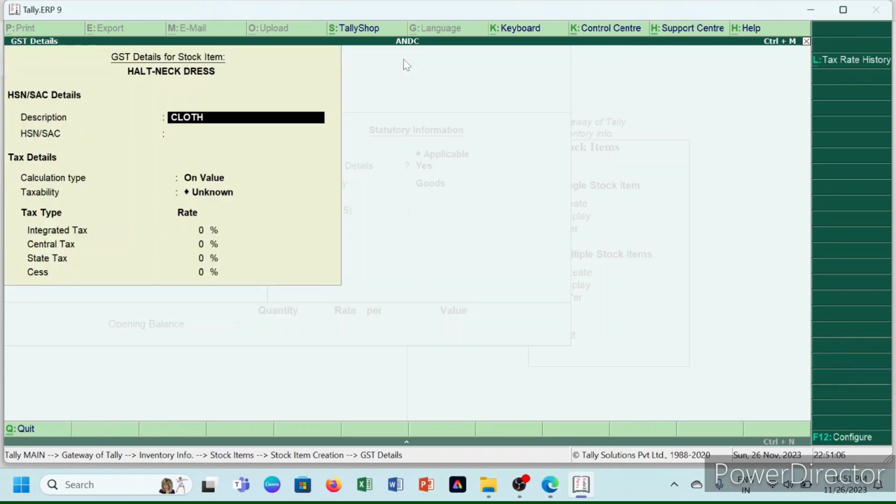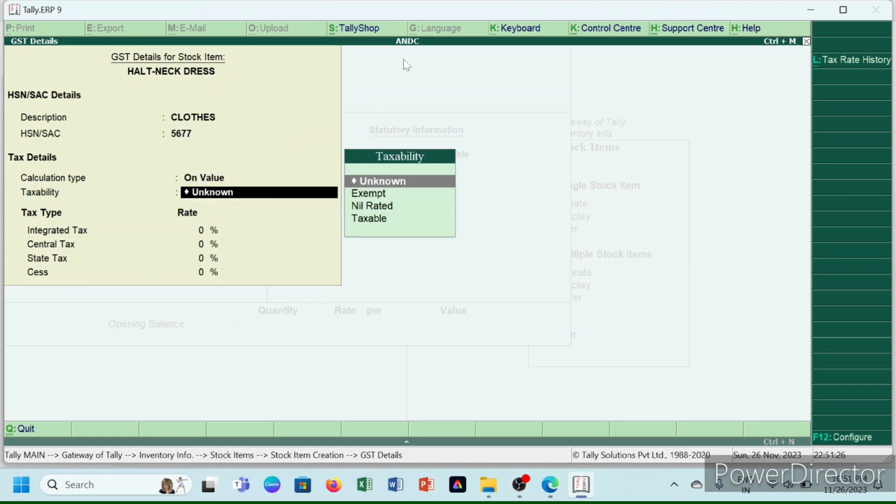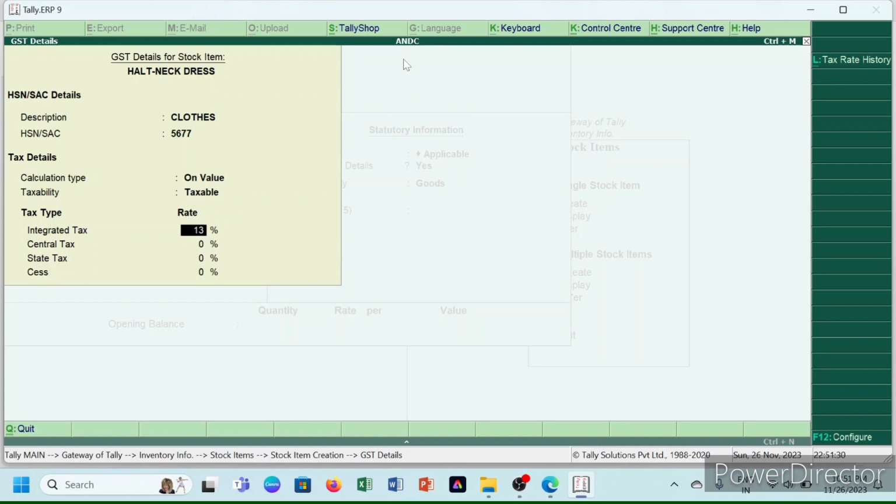Again it is a cloth. HSN code for all the three dresses, like for all the items, should be different. The HSN codes must be different for each and every item. It will be a 4-digit code. Taxable, taxability, taxable.